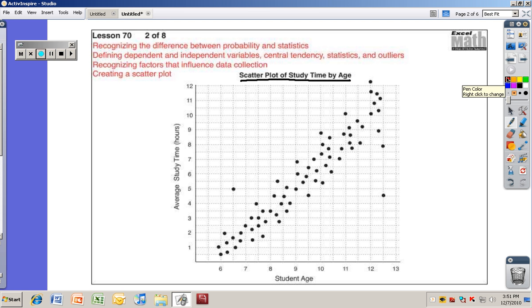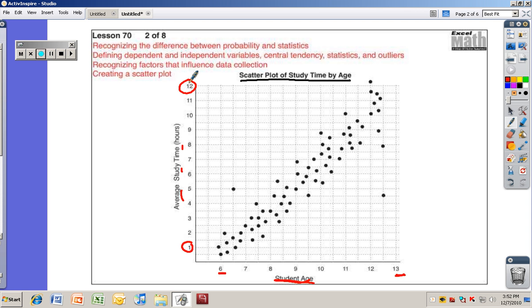Okay. So down at the bottom of the chart it says it's student age. So you can see this 6 here represents 6 years old, and over to the far right 13 years old. That's a variable. That's something that changes over time. And then on the side here we have average study time in hours. And so the 1 is 1 hour, the 12 up at the top, 12 hours for the average study time.